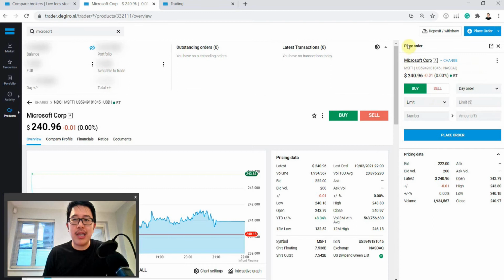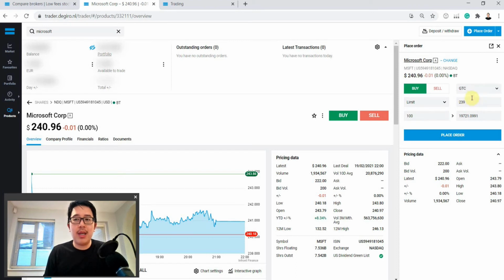For example, let's say this is a Microsoft share. The share price right now is $240. You think that the share price is going to go down. So let's just put 239, and let's say 100 shares. This is the price that you will pay for 100 shares. If the share price drops to 239, with a day order, within that day it will process the transaction. If it doesn't, then it will cancel the order.